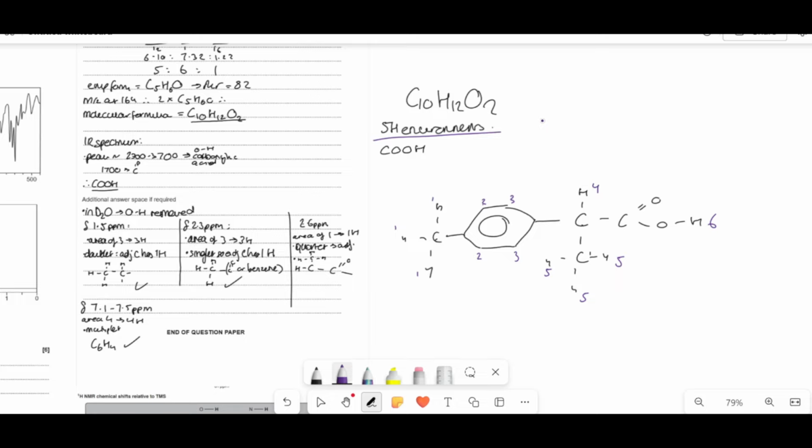Now, there's 5 hydrogen environments. Remember that one of the D2Os is removed? And that fits the bill because that would have been the extra one there. So there you go. That's how you do it.